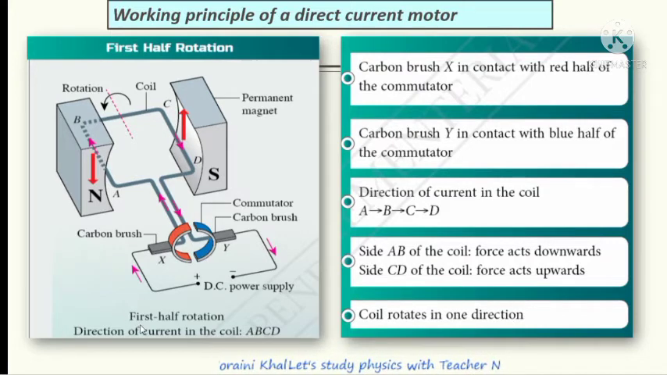So we discuss the first half rotation when the wire ABCD is horizontal. The direction of current in the coil is ABCD. Carbon brush Y is in contact with the blue half of the commutator. The direction of current is A to B, B to C, and C to D. On side AB, the force acts downwards. You can apply Fleming's left-hand rule here. On side CD, the force acts upwards. So this will cause the coil to rotate in an anti-clockwise direction.